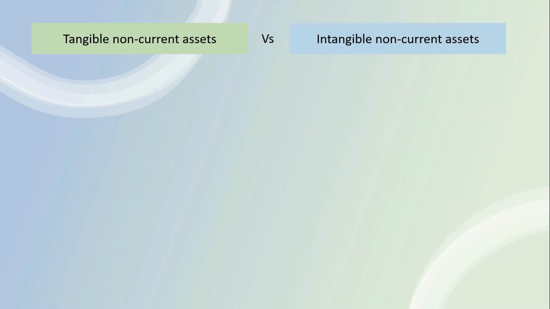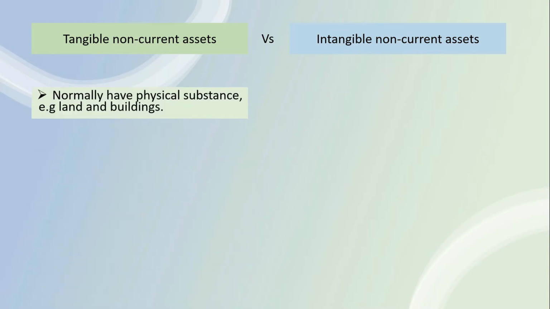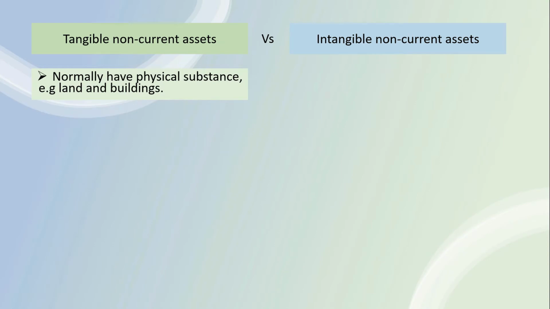Okay, these are the differences between tangible non-current assets and intangible non-current assets. The first one is physical substance. A tangible non-current asset has physical substance. For example, a building, or land and building. Also, you can touch it.